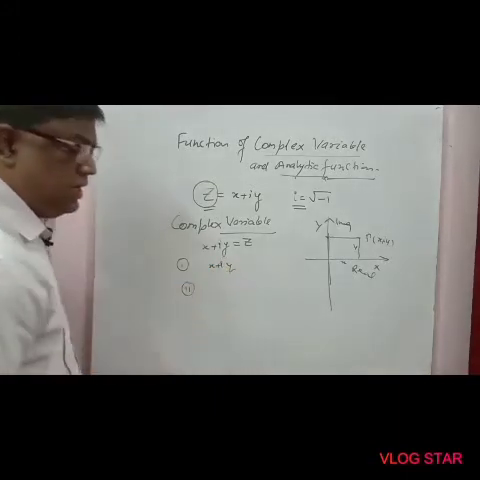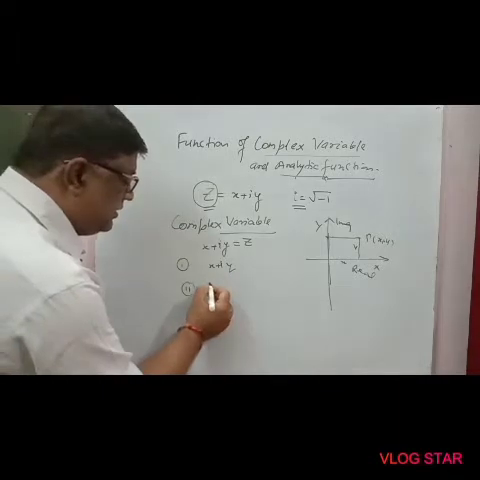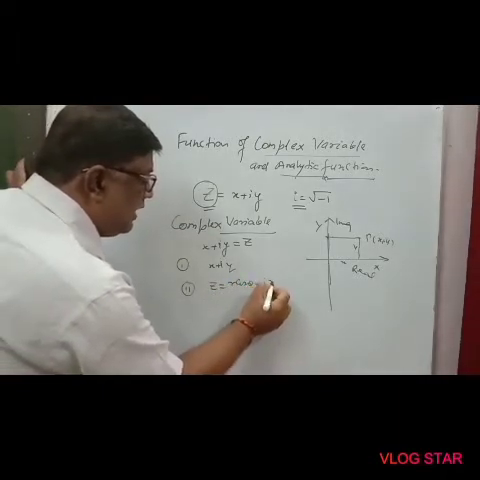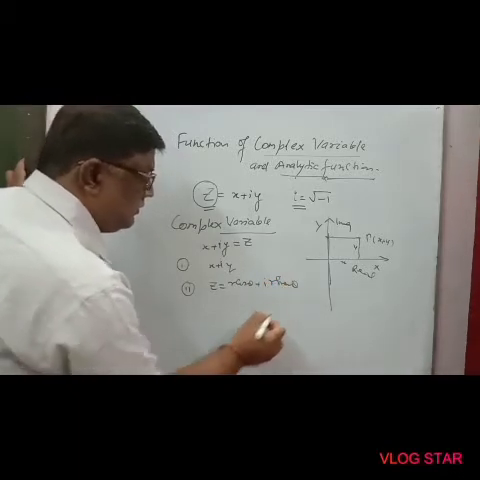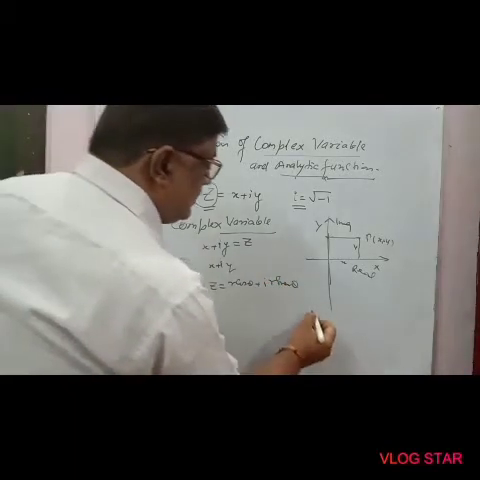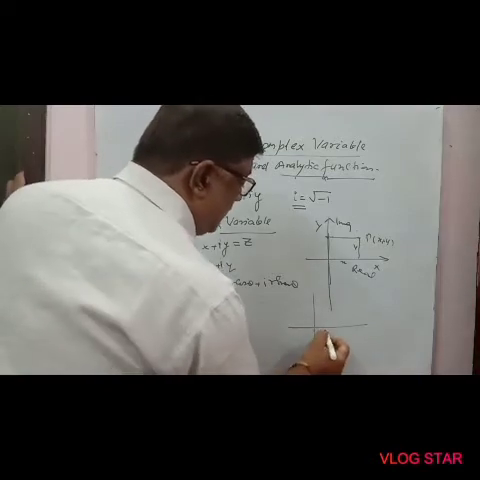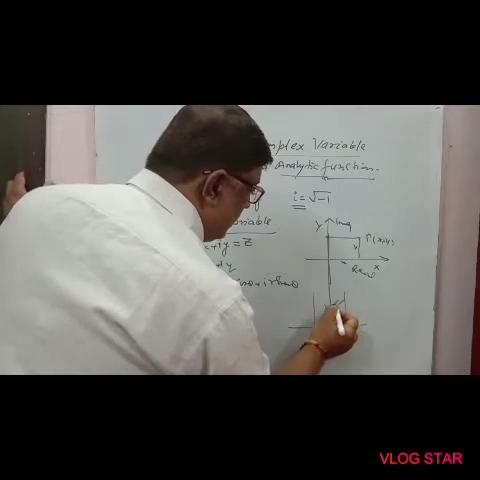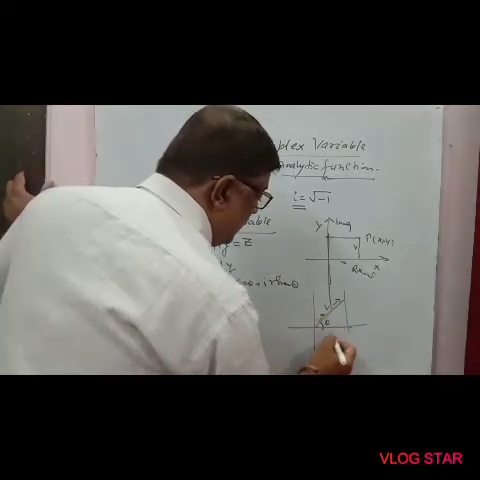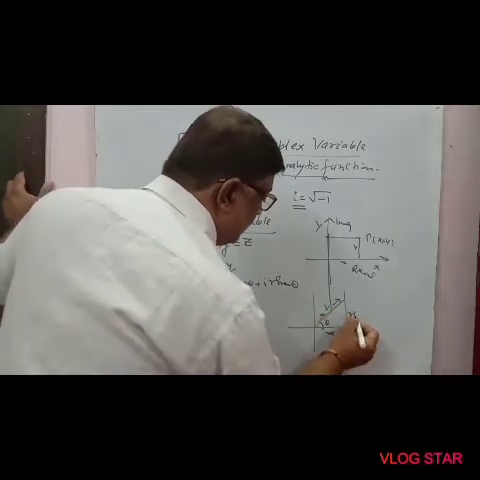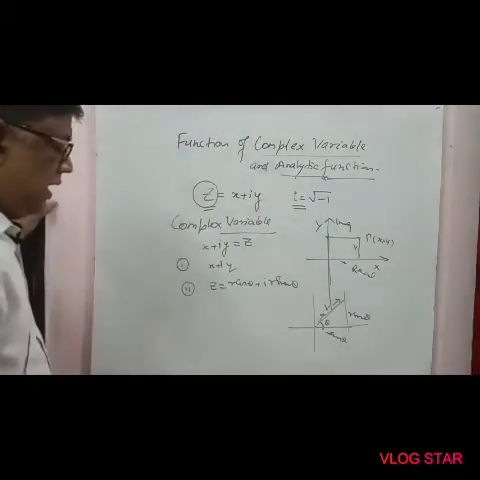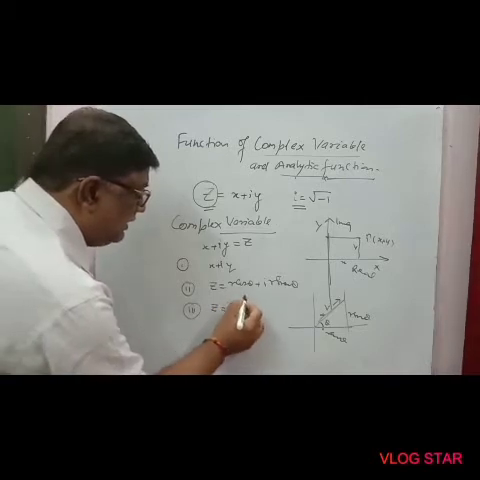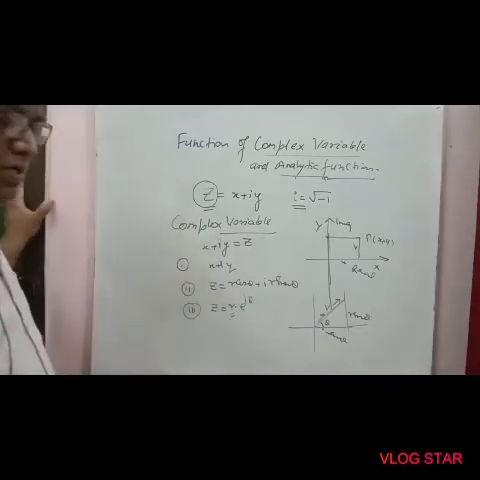Number 2, if we take polar coordinates, it means z equals r cos theta plus i r sin theta. Now in polar coordinates, take the point. This is the angle theta, and this is the radial vector r, and we take r cos theta and this is r sin theta. And the third form, the exponential form: z equals r e to the power i theta, where r is the radius of the circle.